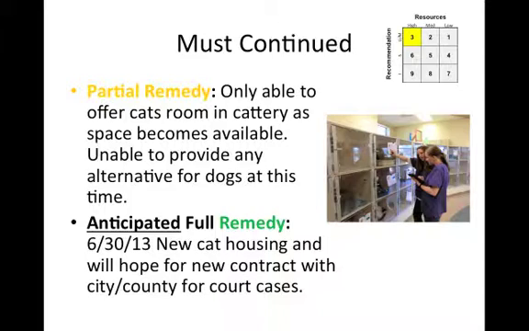So for them, the partial remedy was to only offer cats room in the cat area as space becomes available, but they were unable to provide any alternative for dogs, and that was kind of upsetting to them. They're going to have new cat housing, and we'll hope for a new contract with the city or county for their court cases. This was just done where I live in Wisconsin, where they were able to have a new law that expedited the custody of the animals in legal cases so that the animals don't fall into an endless legal limbo, and what's going to happen to the animals gets decided earlier on in most legal cases.